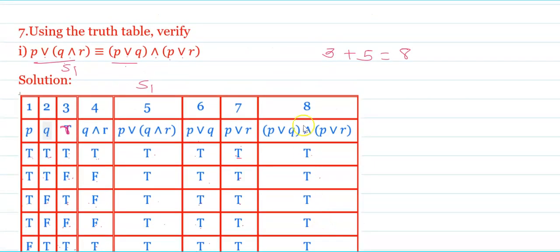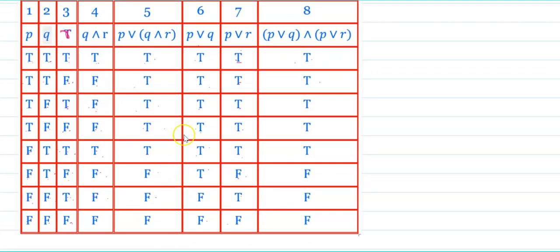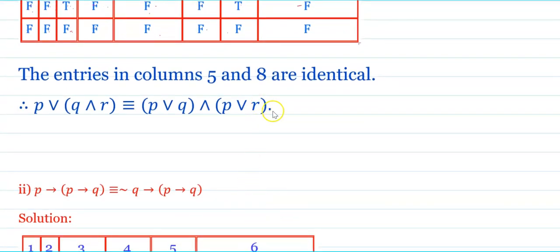Now if we observe column number 8 and 5, all the entries are T, T, T, T, T, T. Next T, T, T, T, F, F, F, F, F, F. All the entries are identical, and hence the given statement patterns are equivalent.